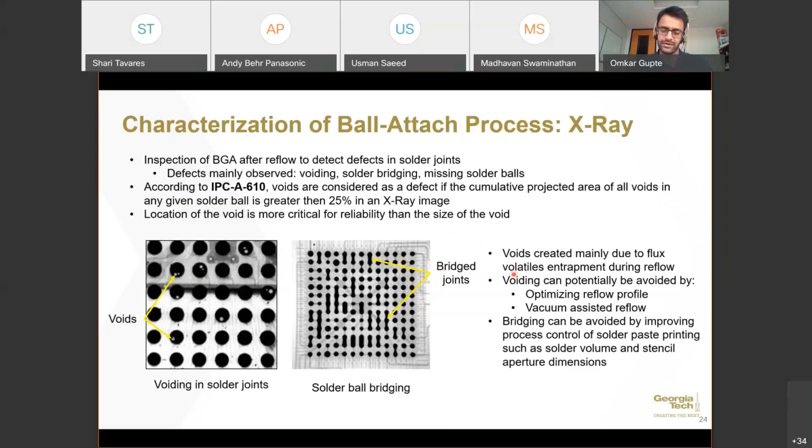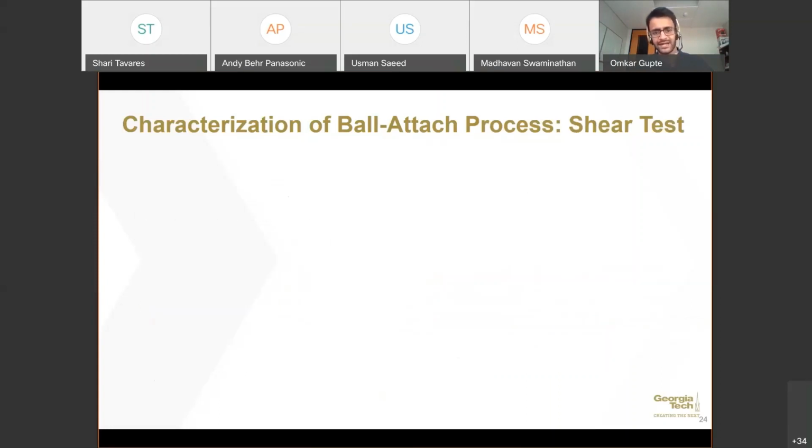The voids are mainly created due to the flux volatiles. When the flux volatiles evaporate during the reflow step, if there is not enough space for them to escape, they will get entrapped in that solder joint and end up forming a void. That can be eliminated by optimizing the reflow profile and using something like vacuum assisted reflow processes to remove the voids completely. There are also bridged joints which can be seen and which can be improved by a better process control of the solder paste printing process and controlling the solder paste volume and stencil apertures.